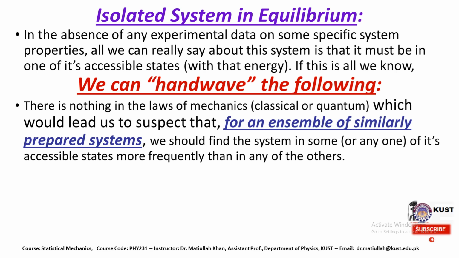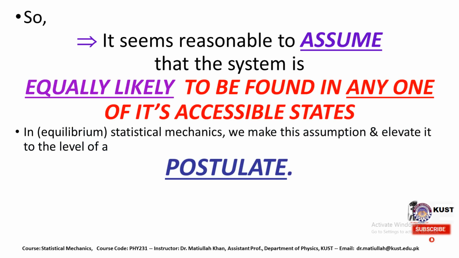So we are combining both the concepts together, the concept of isolated systems and the concept of equilibrium. We are assuming a system that is isolated and that is also in equilibrium. So in the absence of any experimental data on some specific system's property, all we can really say about this system is that it must be in one of its accessible states. So if we know this, we can handwave the following: there is nothing in the laws of mechanics, classical or quantum, which would lead us to suspect otherwise for, for example, a similarly prepared system. And that is why we need to find out all the accessible states. So finding the accessible states, or in other words finding the microstates, is another thing we need to know.